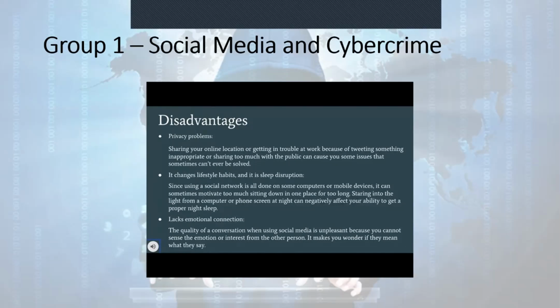Lacks emotional connection. The quality of a conversation when using social media is unpleasant because you cannot sense the emotion or interest from the other person. It makes you wonder if they mean what they say.